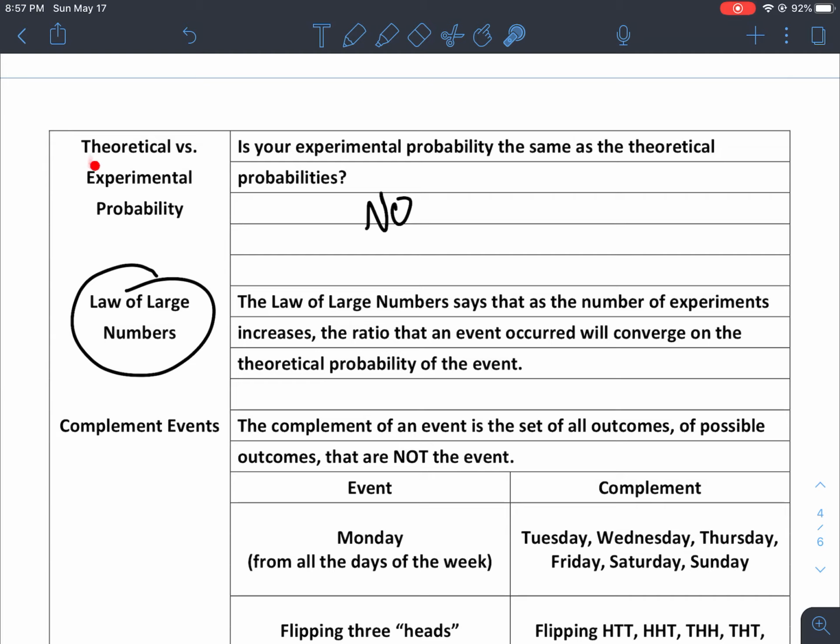So that's one thing to know. Theoretical and experimental probabilities will be different. But the more times you do them, the closer they will be to the same. So that's something to keep in mind. So if someone tells you there's a 90% chance of the Seattle Seahawks winning the Super Bowl next year, that does not mean the Seattle Seahawks are going to win the Super Bowl next year. That means that they are more likely than not.